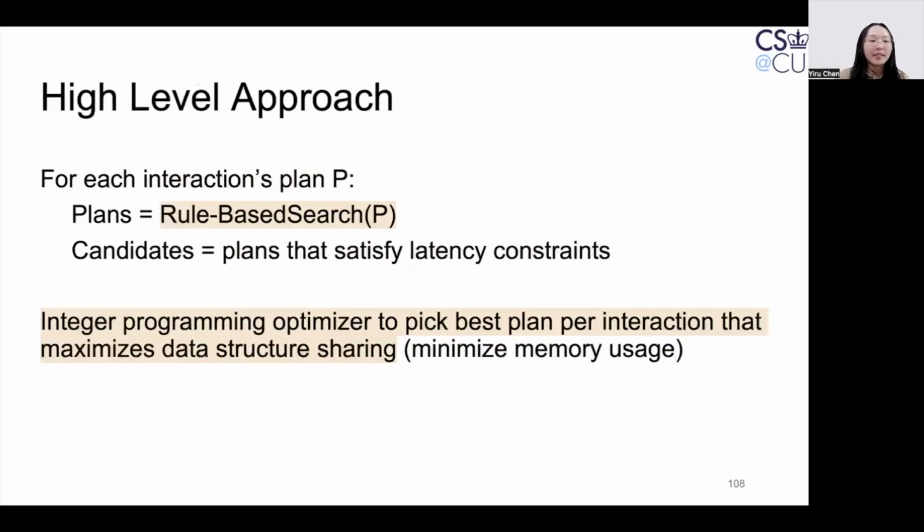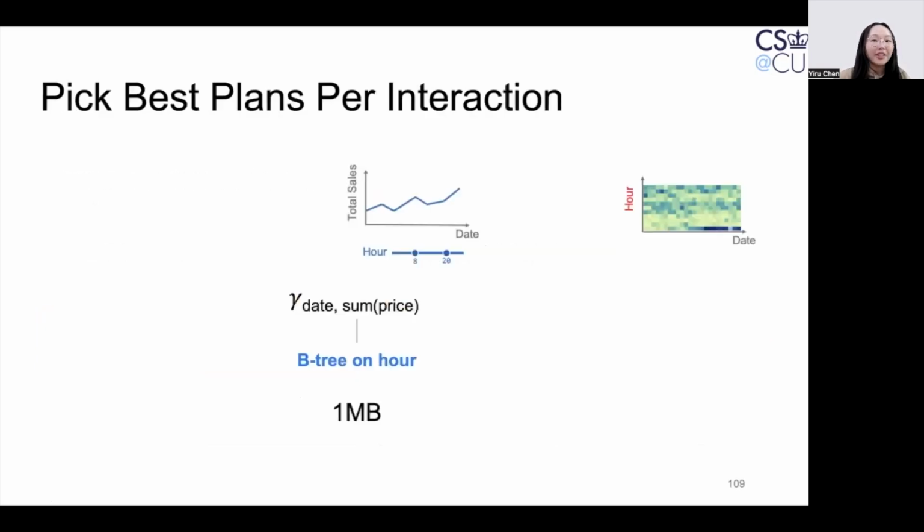And after that, how to pick the best plan per interaction that maximizes data structure sharing. I will use a simple example to illustrate the idea. So we just have a slider for the line chart and a static heat map. And the line chart has two possible plans. The first is the B tree on the hour, and then we aggregate.